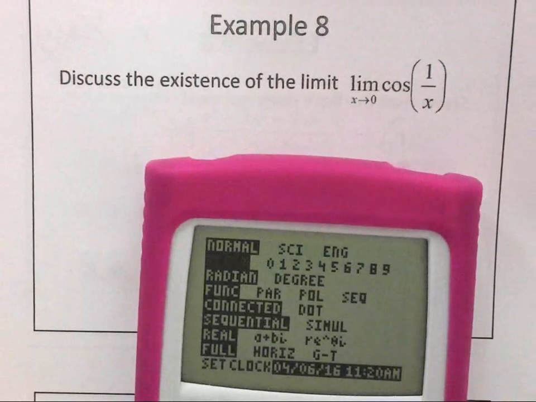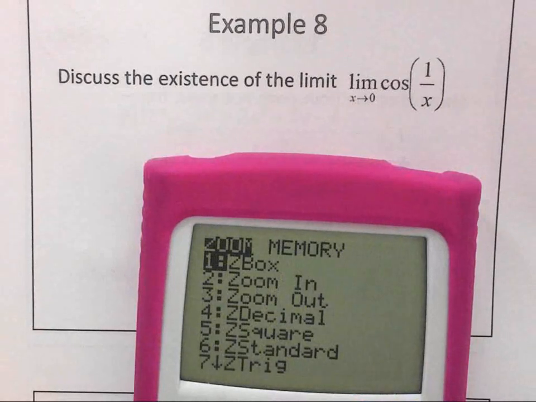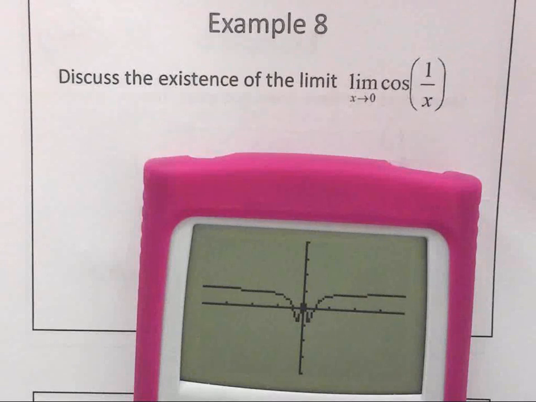Hit mode, make sure you're in radians. Then hit zoom and go to zoom trig, because it should not be a line. The newer calculators, I wonder if they're good. There's something weird there because there shouldn't be an asymptote. It's cosine of 1 over x. Oh, you're graphing 1 over x.